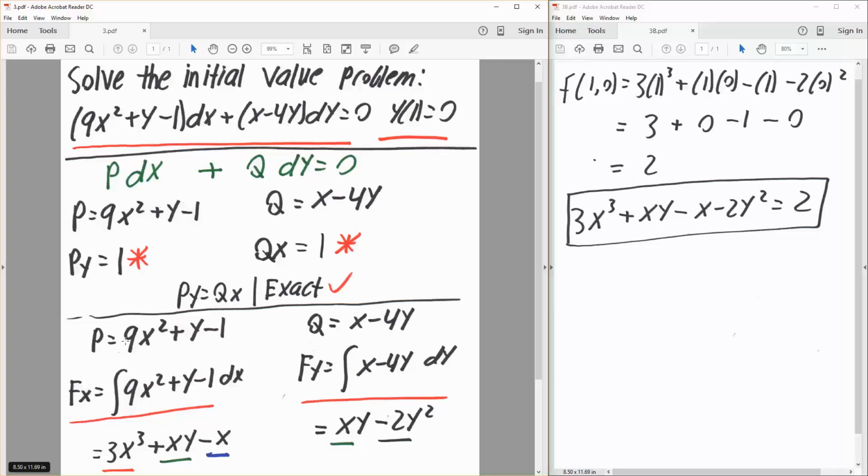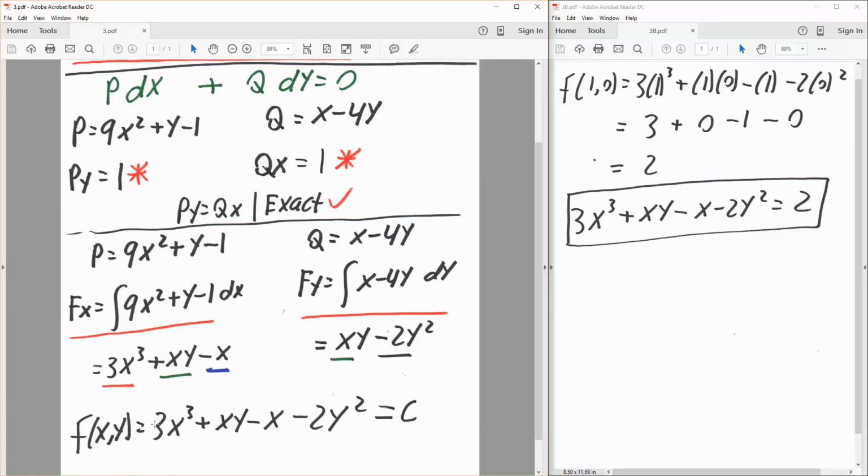The next step is to take the integral of this in terms of x. And so the integral of this in terms of dx, we would get 2 plus 1 is 3 divided by 3, so x cubed times 3, plus x times y minus x. And now we take the integral of this in terms of y. So x would be x times y, 1 plus 1 is 2 divided by 2, so minus 2y squared.